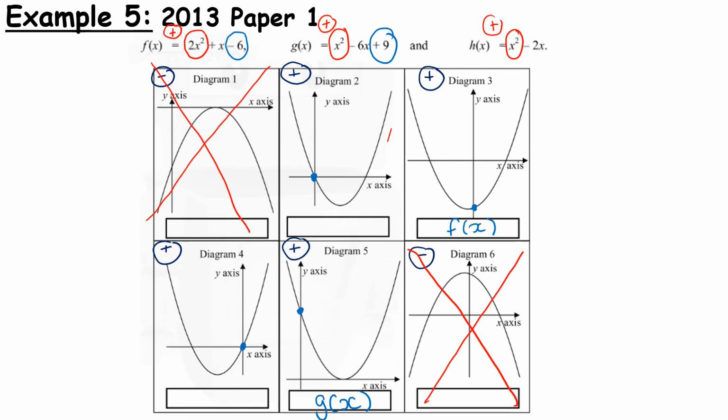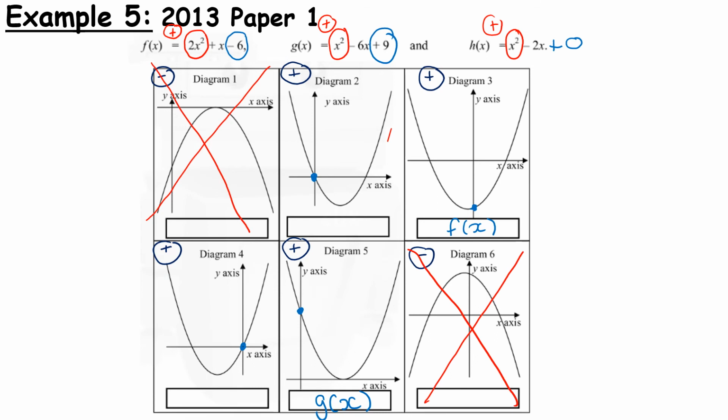For h of x, it's a little bit trickier because there's no constant. But no constant is like having a plus 0. So that means that the y-intercept is going to be 0. When we have a quadratic in that form, we're always going to be going through the origin.